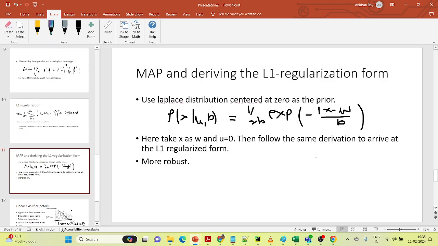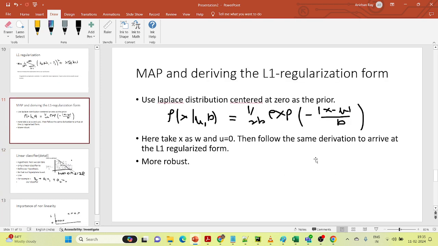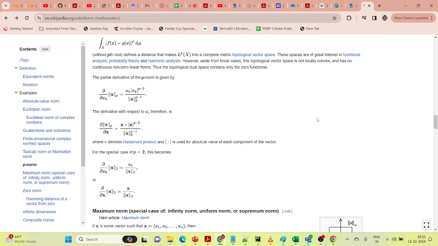For this derivation, what we do here is use the Laplace distribution. Previously we used the normal distribution for the prior, so in this case we have to use the Laplace distribution. Let me show you.